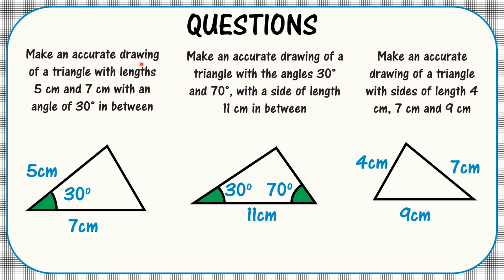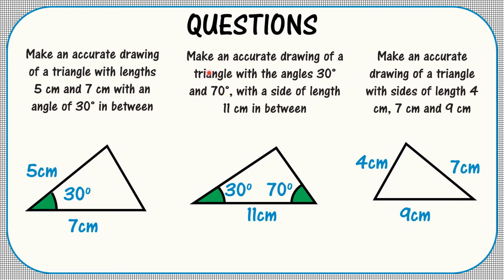So make an accurate drawing of a triangle with lengths 5 centimeters and 7 centimeters with an angle of 30 degrees in between. What you should first understand is that we have side, angle, side. As shown, you'll draw 7 centimeters like this. You'll draw 5 centimeters, you'll draw an angle of 30 degrees, and you will join up the triangle. What you need to remember is always leave your construction lines. So on your answers, you should still have the construction lines.